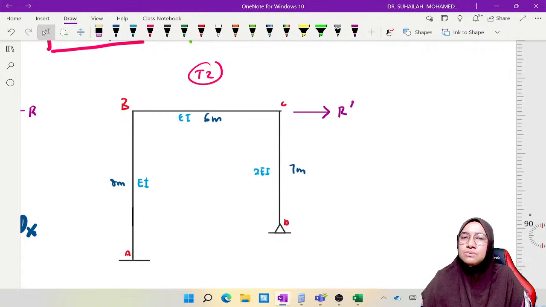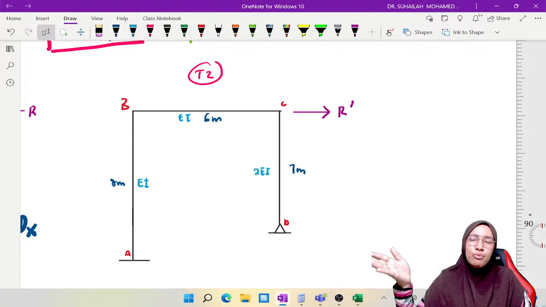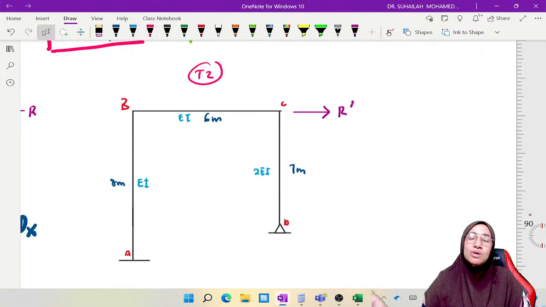So whatever question we get, the difference is only due to the geometry, the column length, the beam length. R will be there, and this R we put at C because the frame tends to sway to the right direction. Of course, we start from the original diagram. If the frame tends to sway to the left direction, then we should put R at B, not at C. Okay, so this is table number 2.